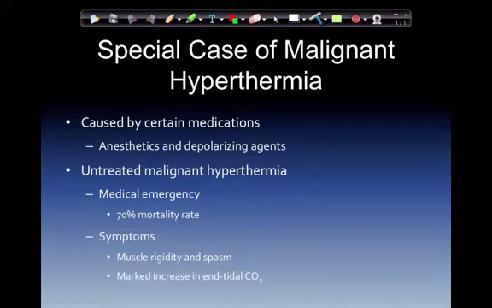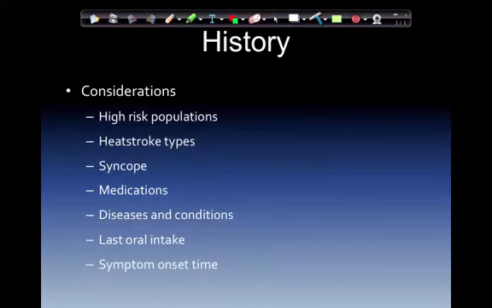Treatment begins with stopping the succinylcholine, introducing hyperventilation with the goal of returning the end-tidal CO2 to normal, and then sometimes dantrolene is utilized as an antidote. It decreases overall core temperature.